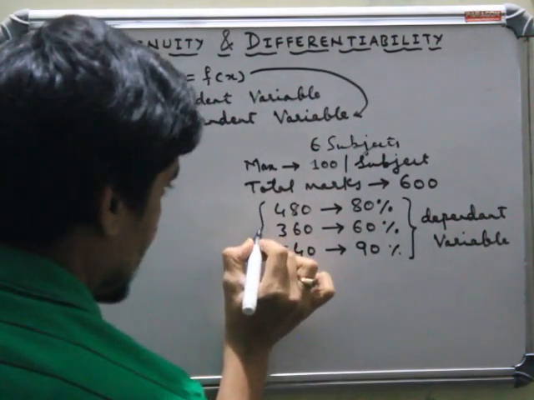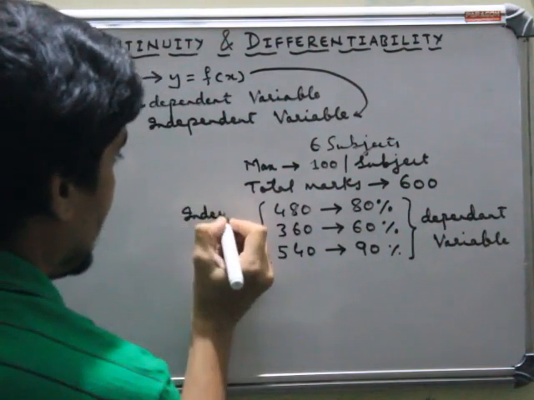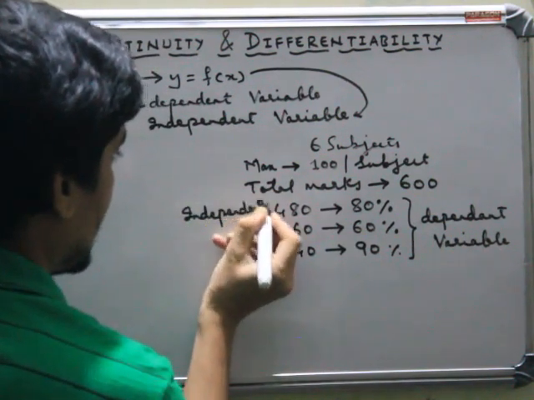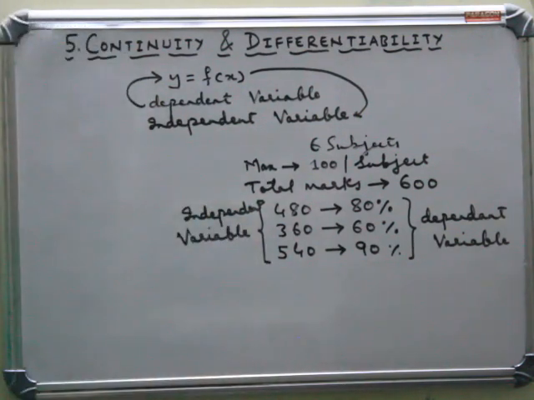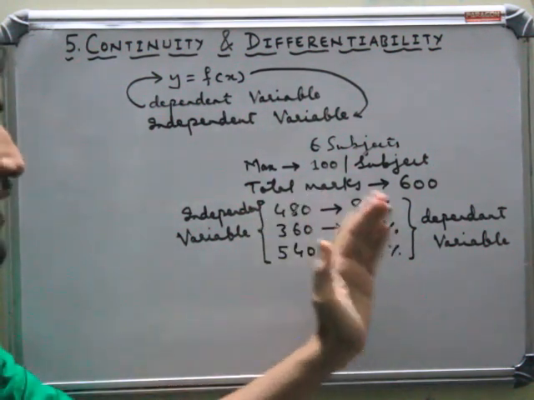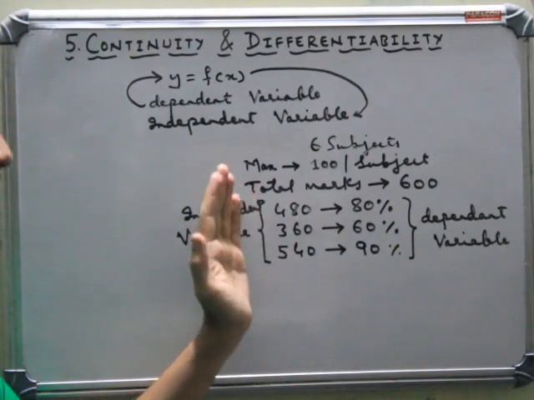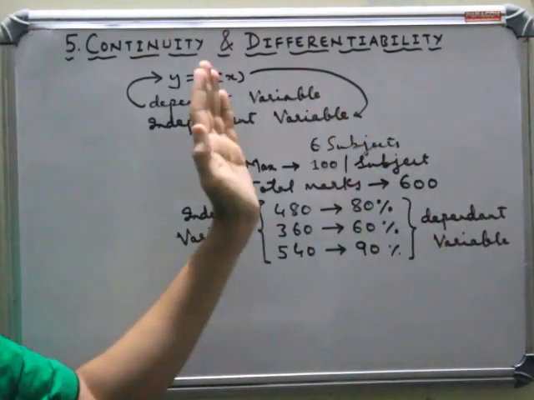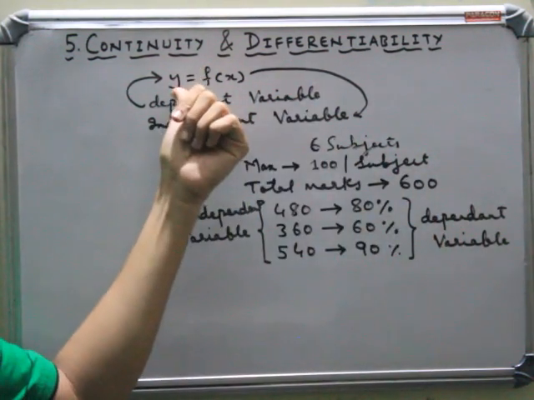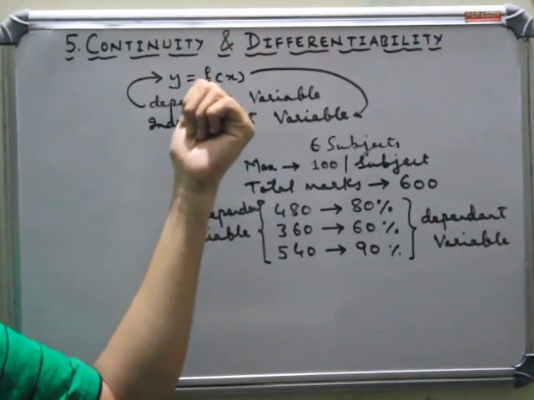Then your marks are independent variables. Independent variable. The concept of differentiation is hidden in this. Okay. So now you understood what is independent variable and what is dependent variable. Same thing goes here. Y is the dependent variable, X is an independent variable.